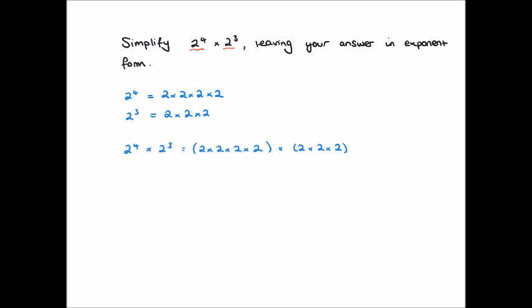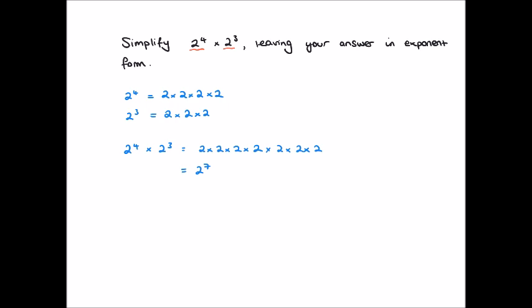And so if we multiply 2 to the 4th power by 2 cubed, we're multiplying 2 times 2 times 2 times 2 by 2 times 2 times 2. Now, I've included brackets here to make it easier to see what's going on, but actually we don't need these when we're just multiplying. Of course, since this number is the same throughout, we can simplify this and write it as 2 to the power of 7. This is our answer in exponent form. So 2 to the power of 4 times 2 cubed is 2 to the power of 7.